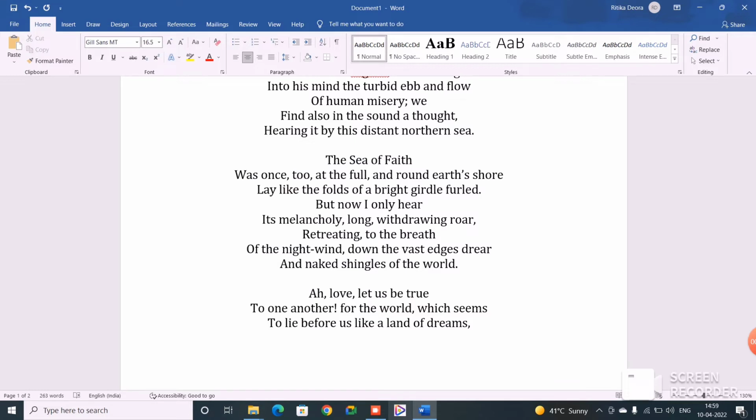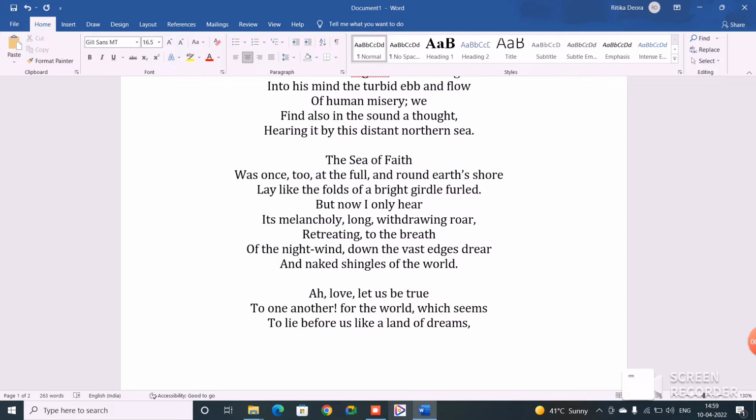He is saying that once people used to believe in religion, the tide was at its full, and round the earth's shore lay like the folds of a bright girdle furled. Now the word girdle refers to a belt which is worn by women around their waist. So the poet is using the word girdle as imagery to describe how everyone on this earth was tied in the belt of religion. The way a belt covers one's body, in the same way there was faith in religion all over this planet.